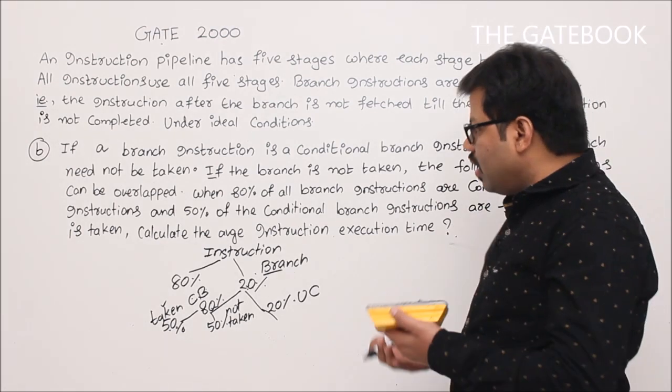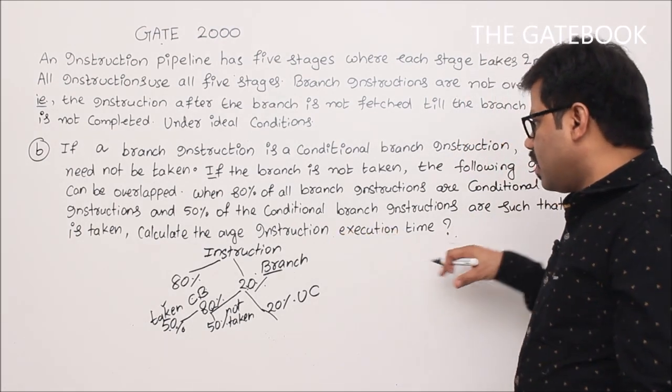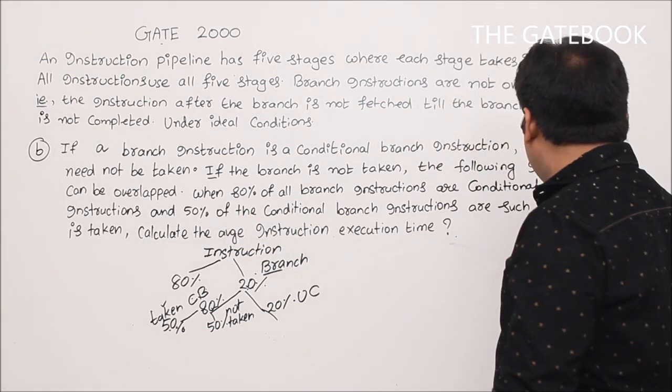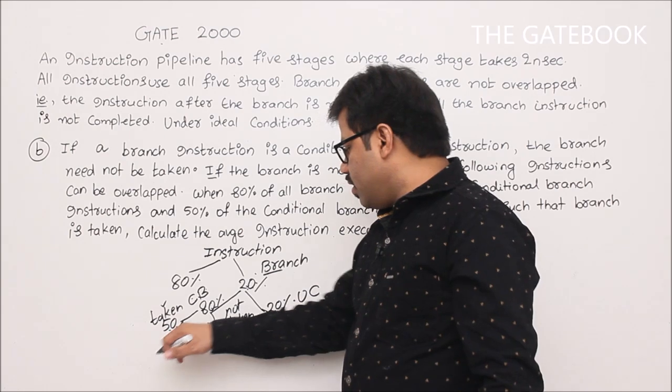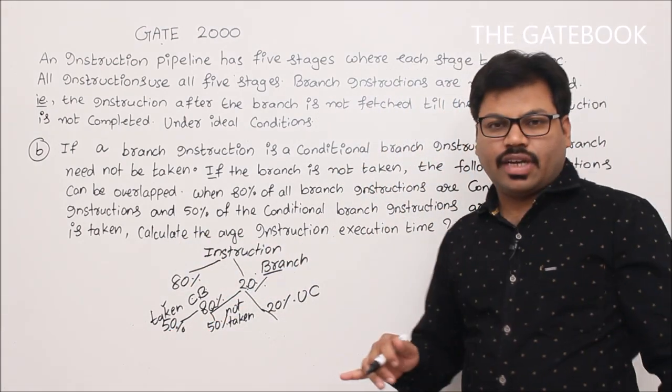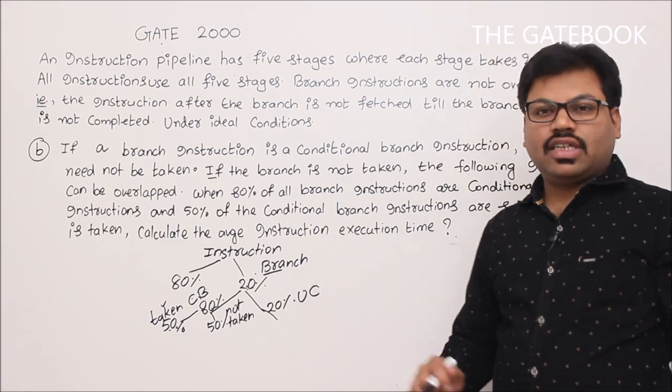Sir, why are you writing all these things? Because our problem depends on them, you see. Now after that, 50% of the conditional branch instructions are such that the branch is taken, so 50% are not taken. Calculate the average instruction execution time. Now we have to find out the average instruction execution time.